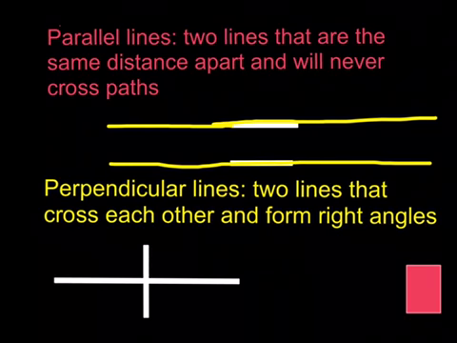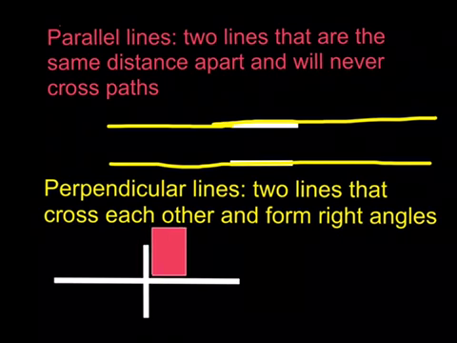Let's read the definition of perpendicular lines. Perpendicular lines are 2 lines that cross each other and form right angles. So this looks kind of like a plus sign or a cross. When they cross paths, they form perfect right angles. Let's test that out with our square, our piece of paper here.